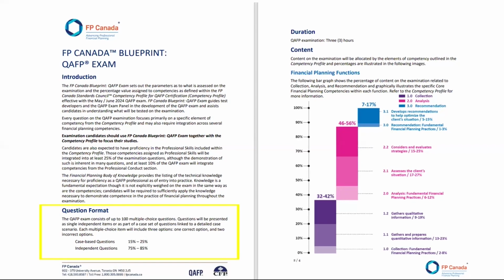If we take a closer look at the blueprint, we can see that the majority of exam questions consist of independent multiple choice questions. Case studies, along with their related multiple choice questions, make up the remainder of the exam. The exam kit consists of up to 100 questions, and each question is a standalone item, meaning its answer isn't dependent on any of your responses to other questions. Each multiple choice question is worth 1 mark.